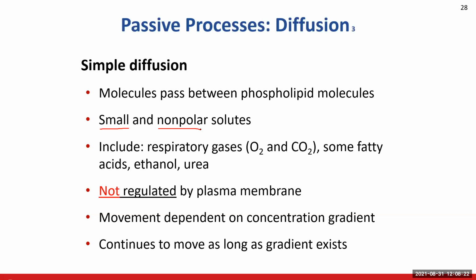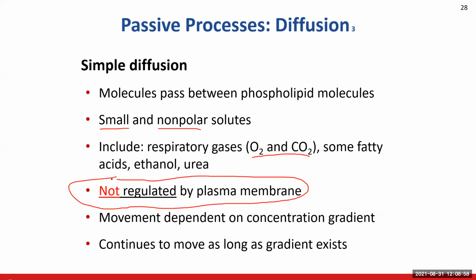This happens as long as there is a concentration gradient, a difference, with an area of high concentration in one area and an area of low concentration in another area. For example, if there's more oxygen outside of your cell than inside the cell, oxygen is going to move from outside the cell to inside the cell, because oxygen is small and non-polar. Same thing with carbon dioxide. Simple diffusion, great test question. It is not regulated by the plasma membrane. The plasma membrane has nothing to do with simple diffusion.